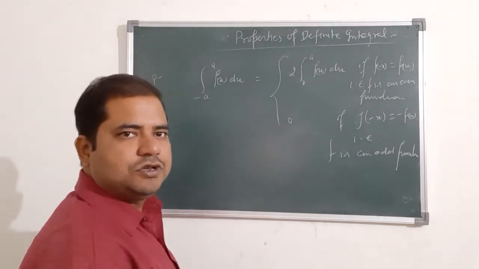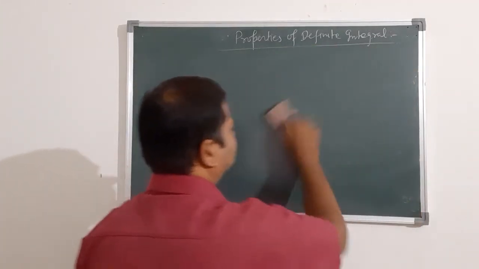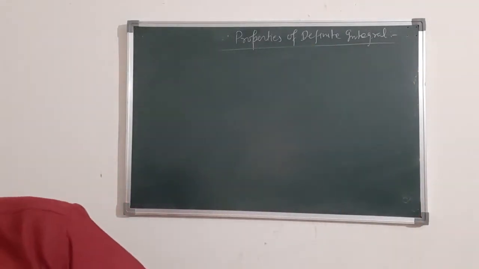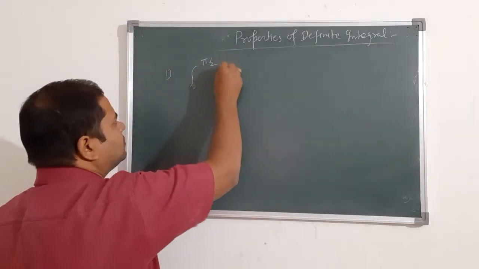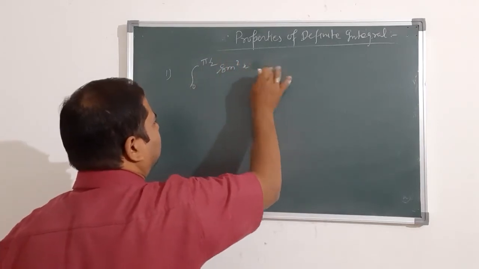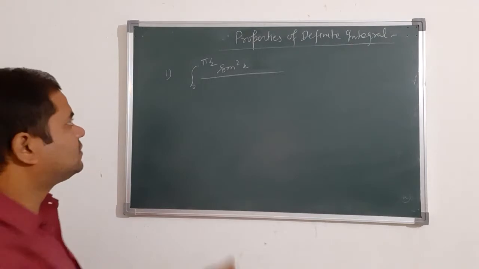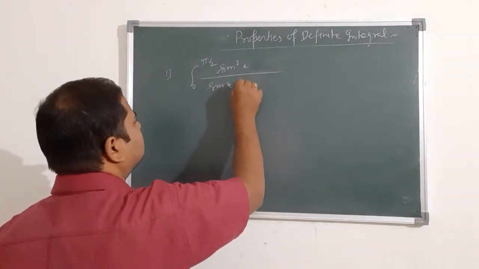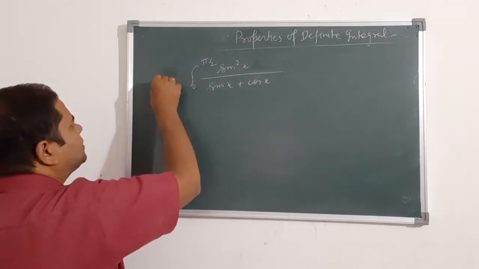Okay, now see some questions. First question is integral from 0 to pi by 2 of sin square x upon sin x plus cos x dx. Suppose this is integral I.